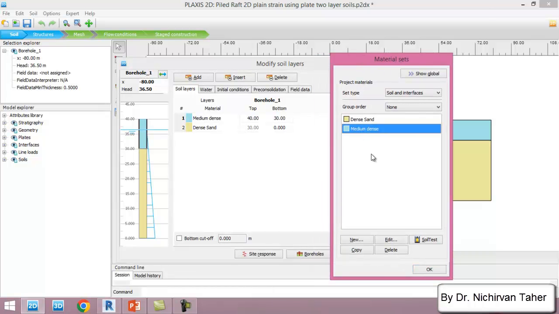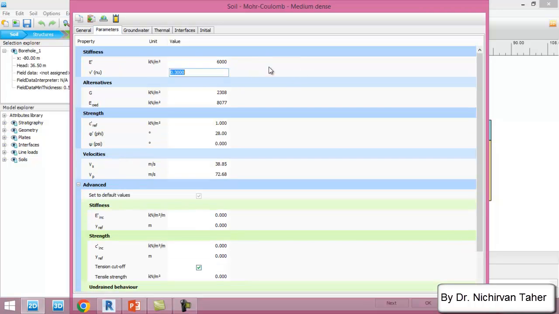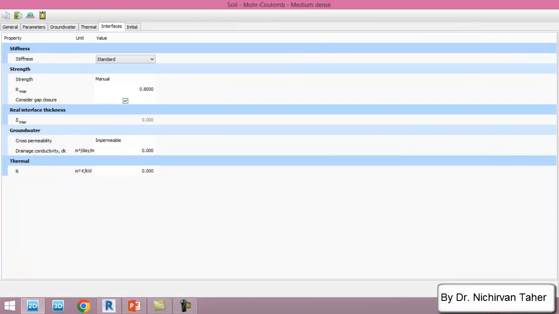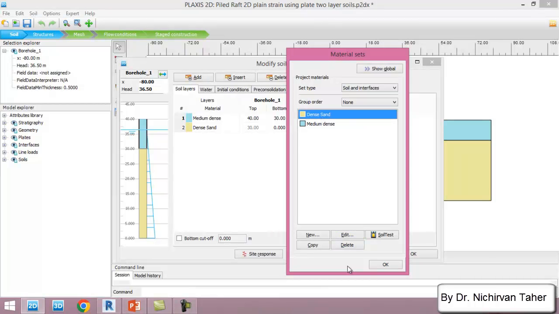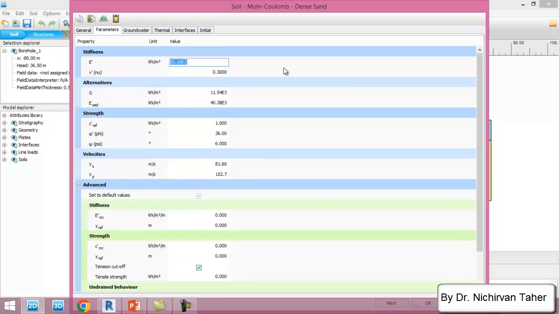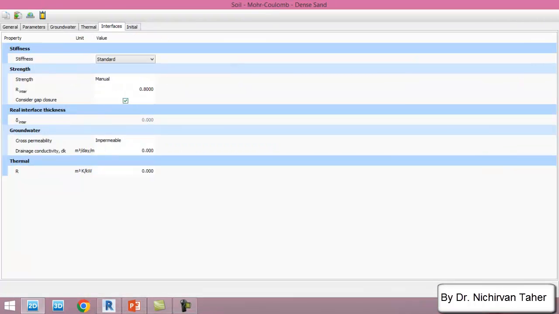In the upper soil layer we use the medium dense soil. These are the properties of the soil, the unit weight and saturated unit weight. Also we used the Mohr-Coulomb model as a constitutive model and the drained condition. The shear strength parameters are also used in here. You can see the elasticity and Poisson ratio and cohesion and internal friction angle. Also the interface, as I mentioned before, we use 0.8 for both soils. Also this is the dense sand soil layer. We also use the Mohr-Coulomb model, and these are the unsaturated and saturated unit weights. Also these are the shear strength properties of the soil, and the interface 0.8 was used as in the upper layer.